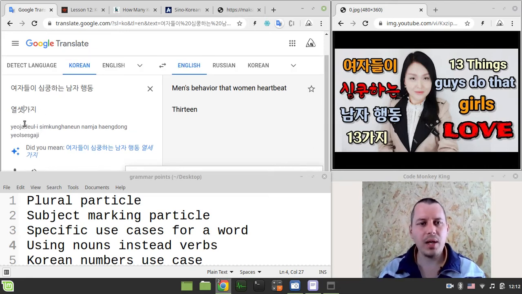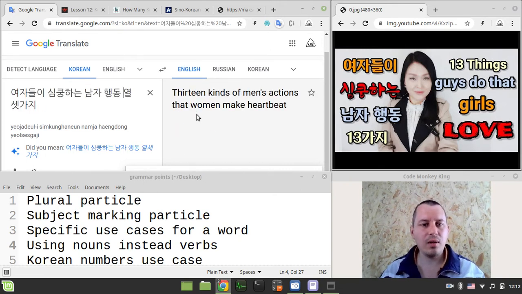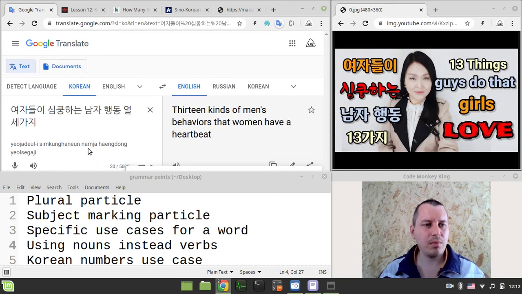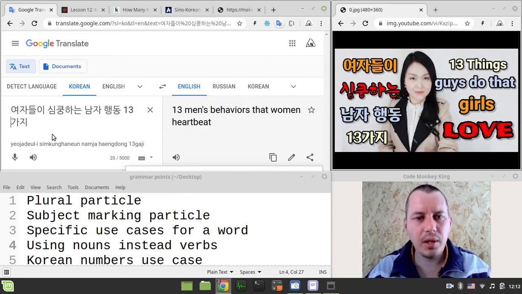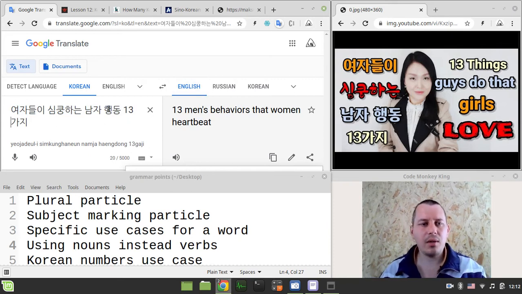So actually, this branch turns out like here it's not translated at all. You see, it's not being translated at all. And here, did I spell something wrong? It just goes, no, Google makes some weird things. It translates to 13 kinds of men's behavior that women have a heartbeat. Well, the translation is a bit better. So let's actually drop this pure Korean number and use just the numeric 13. And here we got the eventual phrase.